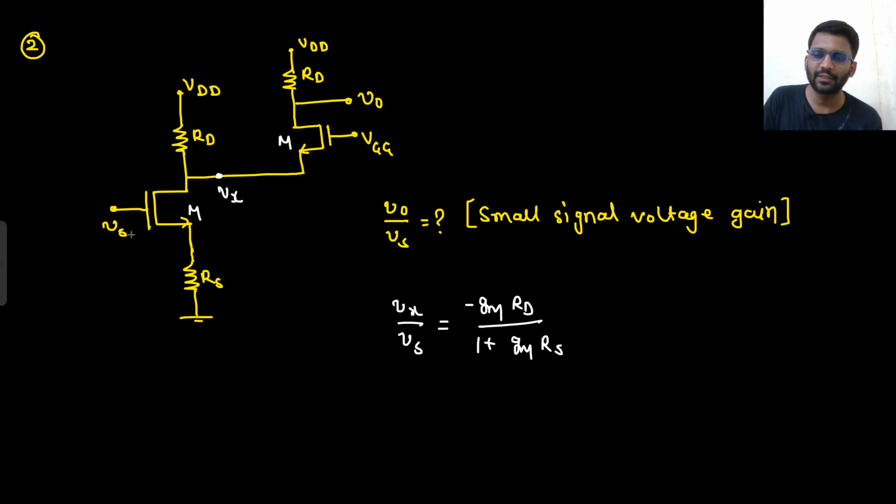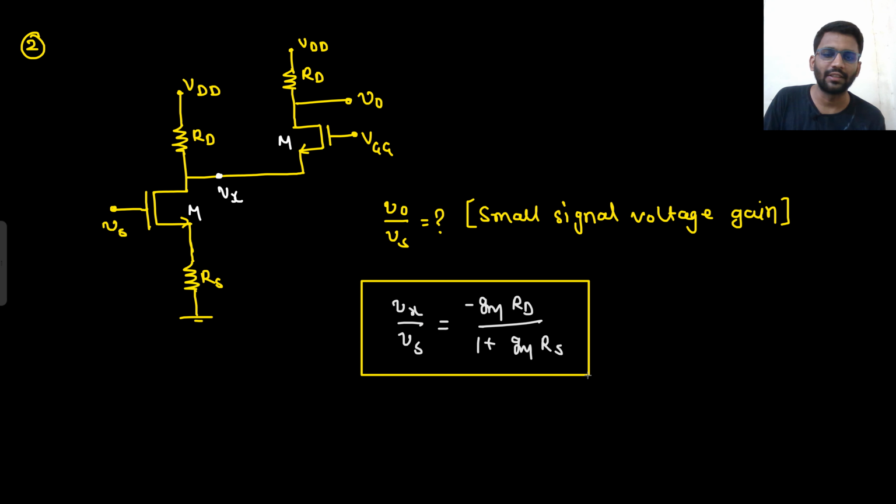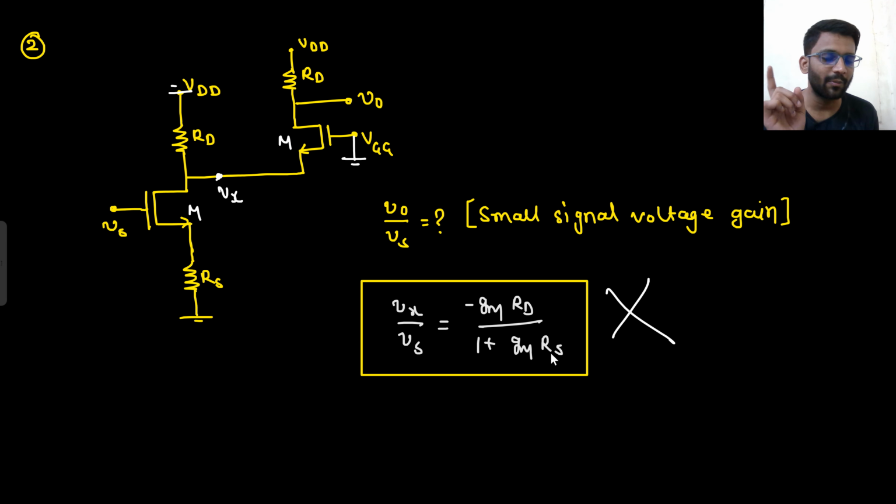Is that your answer? Vx by Vs. What is your Vx by Vs? Is that your answer? Wrong. Why is it wrong? From Vx to ground you see RD. From Vx to ground you see 1 by Gm as well. Let's say this is grounded and this is also grounded because we are doing the AC analysis. So you cannot write that from Vx to Vs I see minus GMRD upon 1 plus GMRS.